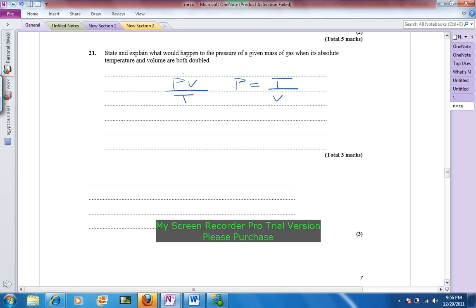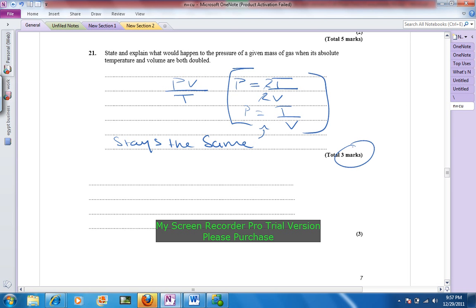You double both the temperature and the volume, and then it cancels out, simplifies, and nothing happens to the pressure actually, because it still stays the same. There's no extra ratio here, it's the same. So what would happen to the pressure? You would just say it stays the same. And this is your explanation. This is a good enough explanation if you show this part right here. That'll get you your 3 marks.